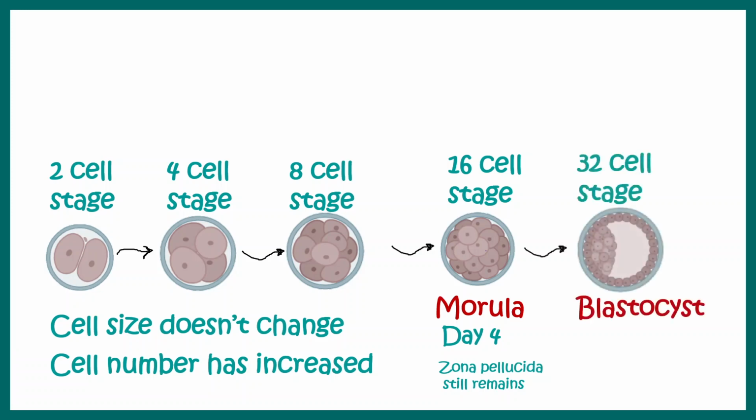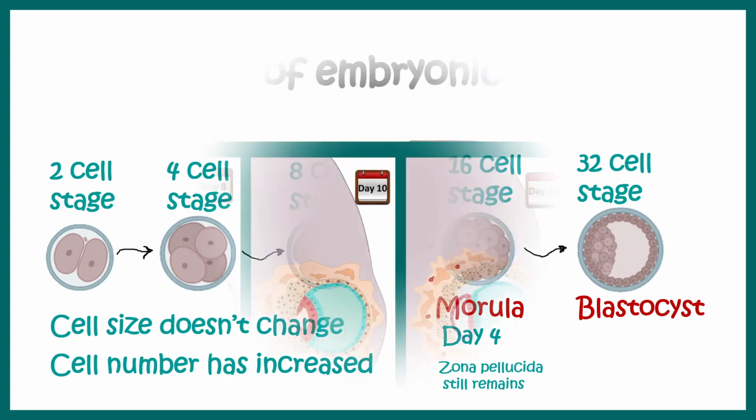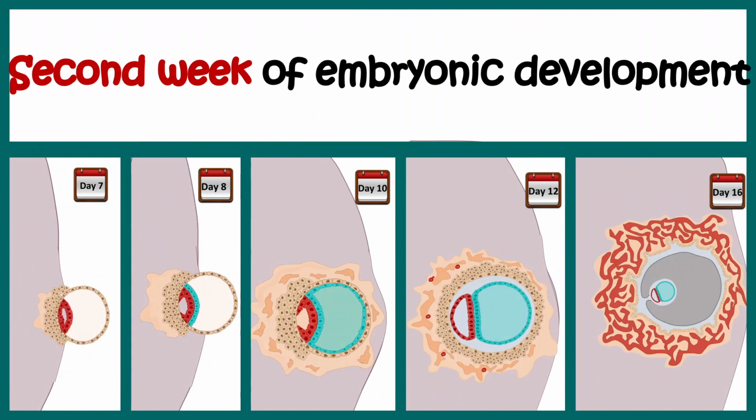After the 16 cell stage, there would be the 32 cell stage, and this structure is known as the blastocyst. This structure would be readily implanted in the uterine membrane, or the uterine wall. So the blastocyst would shed its zona pellucida and get implanted into the uterine cavity. This would be the initiation of the second week of embryonic development, and this implantation takes place on day 7.